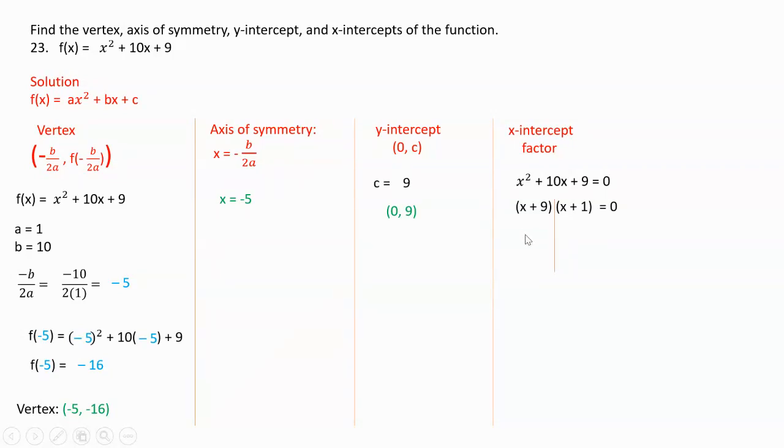Then we apply the zero product property: if (x plus 9) times (x plus 1) equals 0, then either one of these two will be 0 or both have to be 0. So how do we solve for it? We let each binomial equal 0. On the one on the left, we subtract 9 from both sides, so x equals negative 9. On the one on the right, we subtract 1 from both sides, so x equals negative 1. So these are both my x-intercepts, (-9, 0) and (-1, 0).